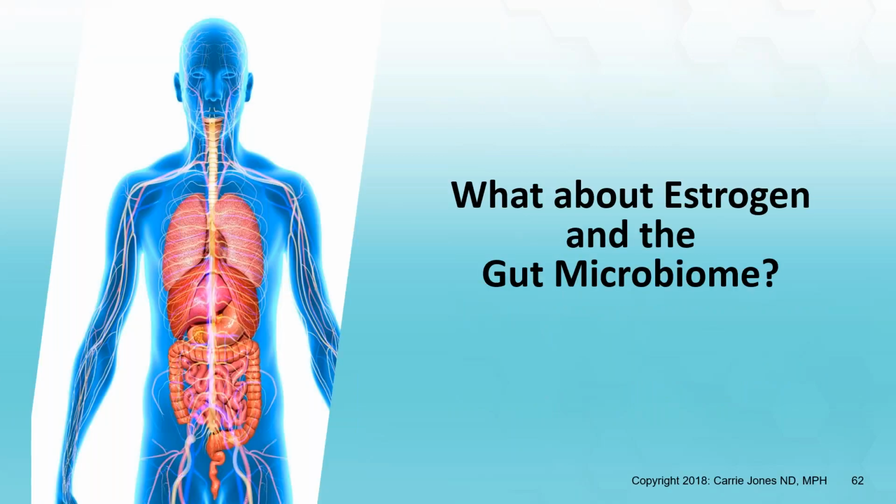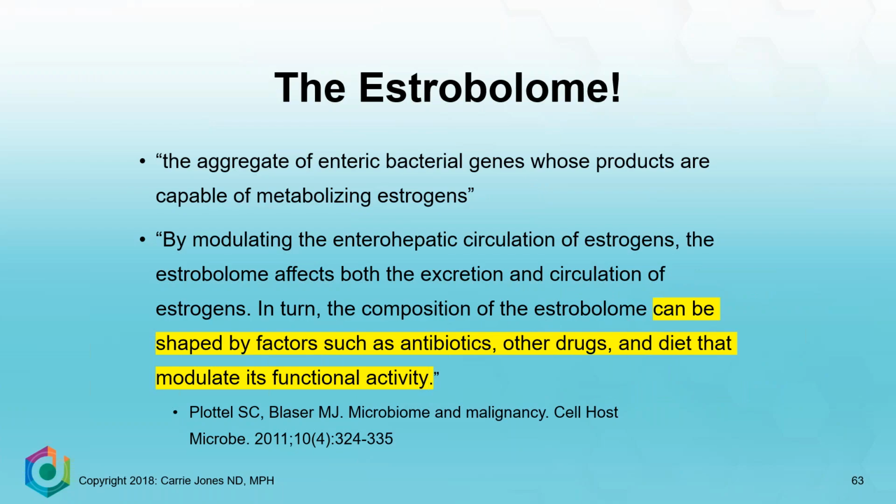So now that's out in the bile, right? Now we've got our estrogen out. We've crossed from inside the cell to outside the cell, and now we have to go through the gut microbiome. And that leads us to the estrobolome. The estrobolome is this aggregate of enteric bacterial genes, and they are capable of metabolizing estrogens. And they're highly affected, just like everything else in our microbiome is, by antibiotics, drugs, diet, everything that we think modulates its activity.